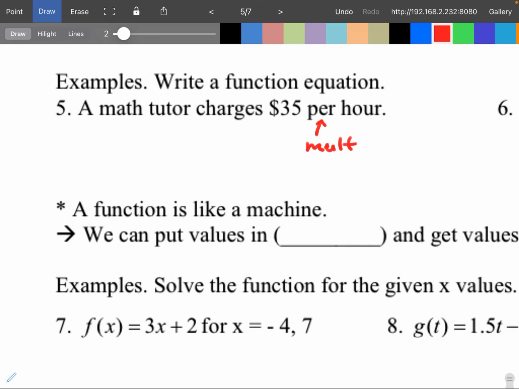So again, the word per is what? Multiply. That's multiply again. Now, if it said $35 per hour, or $35 for each hour, or $35 for every hour, it's the same thing. It's multiply. And then our x is the number of hours.